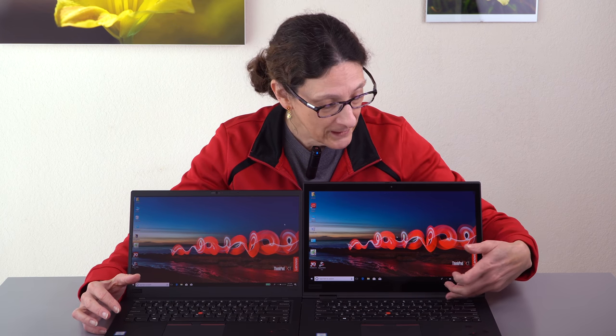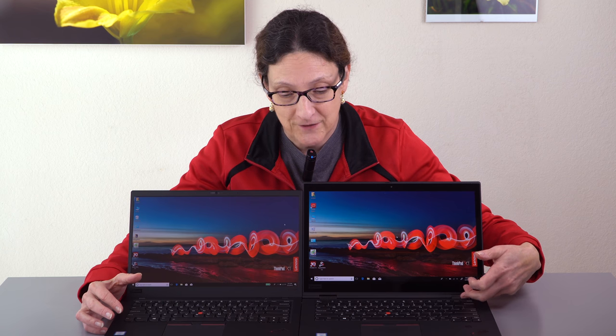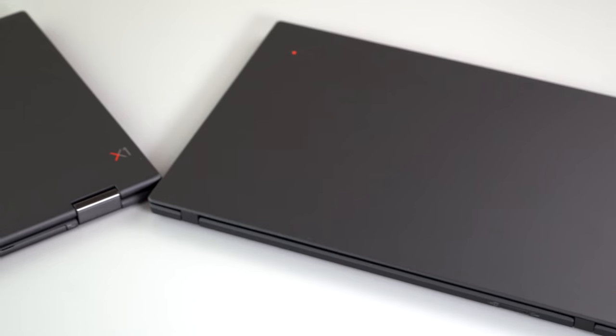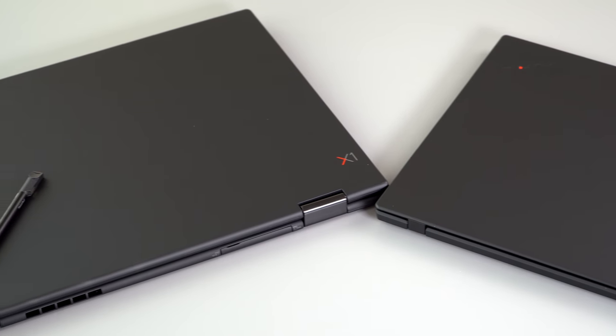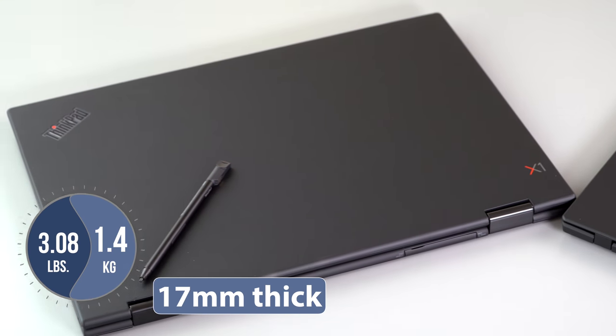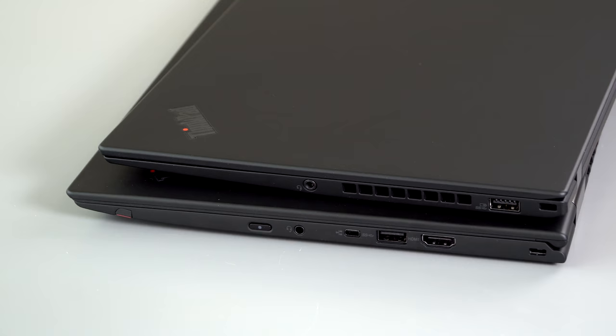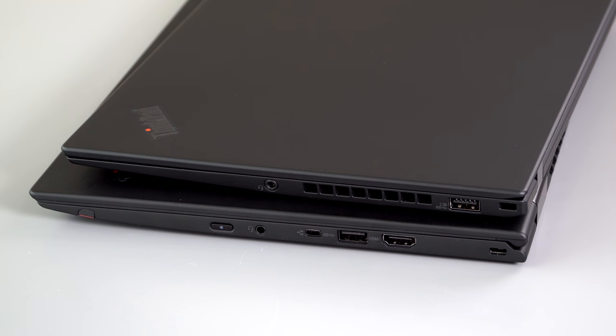The 3rd generation Yoga has a slightly bigger footprint. That's to make room for the 360-degree hinges. It's also a little bit heavier. You know, we're talking some grams. We're not talking about kilograms difference in weight. But it's going to be a little bit heavier because it has that hinge design going on. But otherwise, you're talking about pretty much the same laptop in terms of the internal specifications.